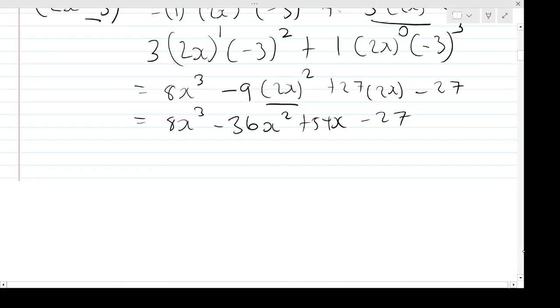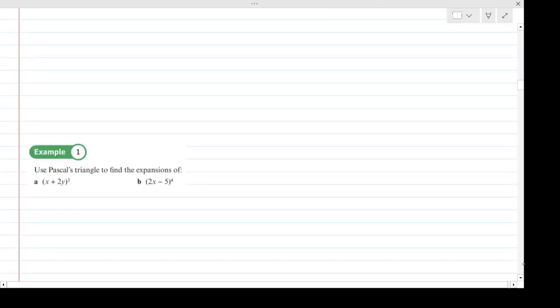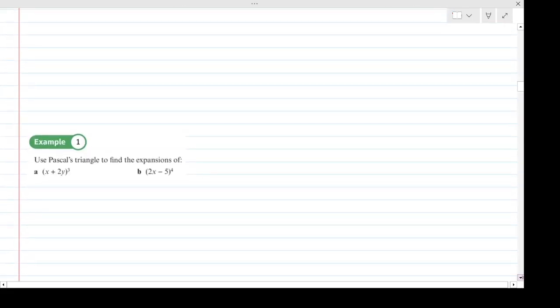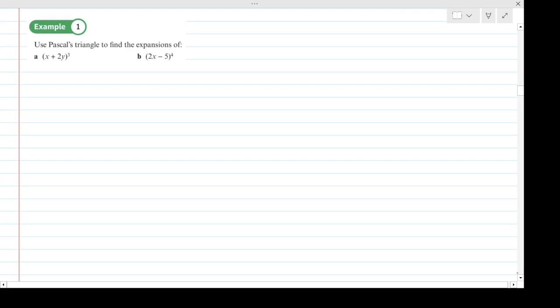Okay, so let's have a look at some examples then. First of all, use Pascal's triangle to find the expansion of (x plus 2y) cubed. Now again, so cubed, we want the fourth row, or row 3. So with these sort of questions, we need to fill in the first few rows of Pascal's triangle. Start from 1, then we have 1, 1.